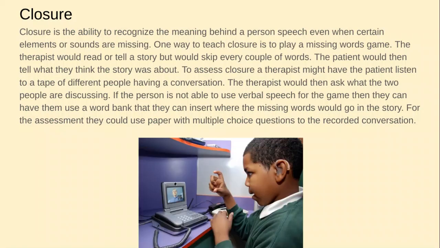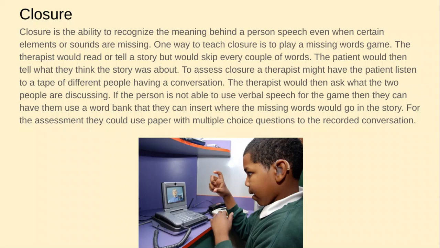Closure. Closure is the ability to recognize the meaning behind a person's speech, even when certain elements or sounds are missing. One way to teach closure is to play a missing word game. The therapist would read or tell a story but would skip every couple of words. The patient would then tell what they think the story was about.